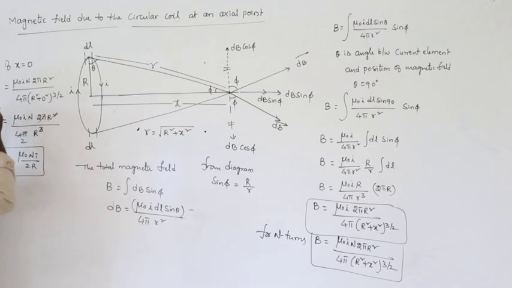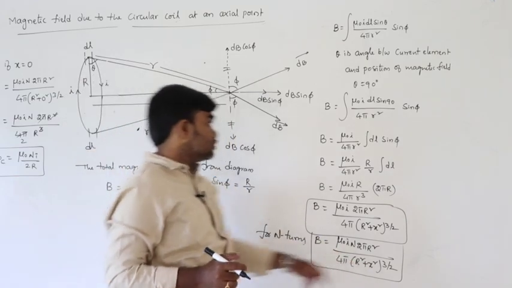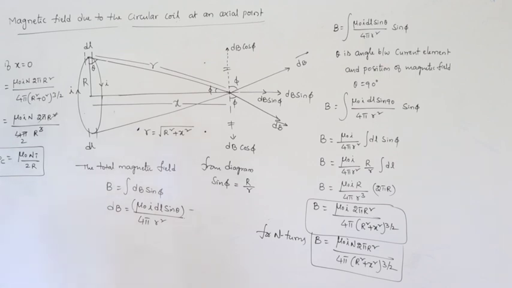Magnetic field at the center of the circular path, mu naught n I by 2r, is based on this, if x equals 0. So that is the situation.